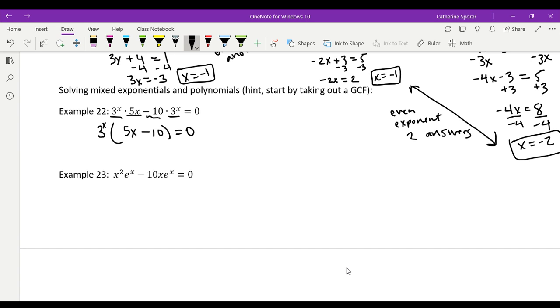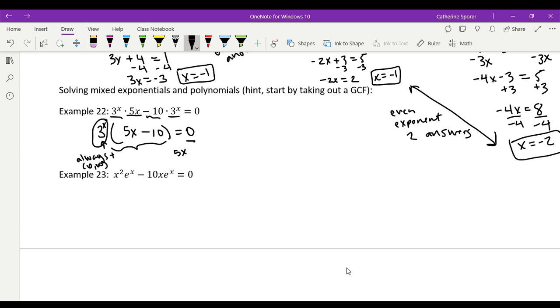So now 3 to the x, if you think about the graph of the exponential, the range is always positive. So it's always a positive number. That's because the range is 0 to infinity, or y greater than 0. So what that means is that this first part is never going to be negative, and it's never going to be 0 either. So this part of the equation is not going to give us an answer to this problem that's set equal to 0. So we can ignore that first part, and we can just solve the second part by setting it equal to 0.